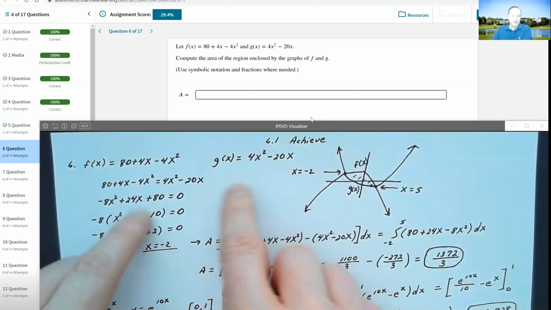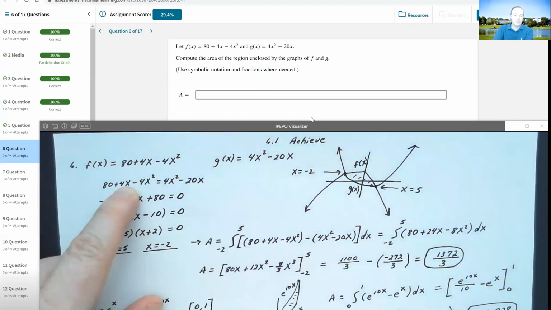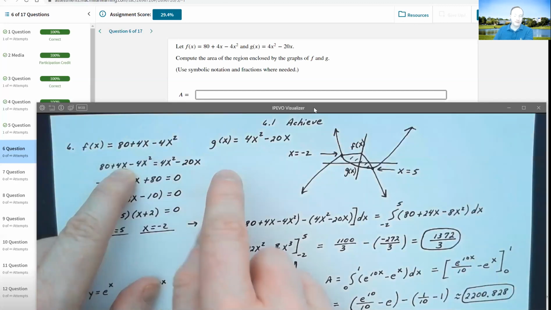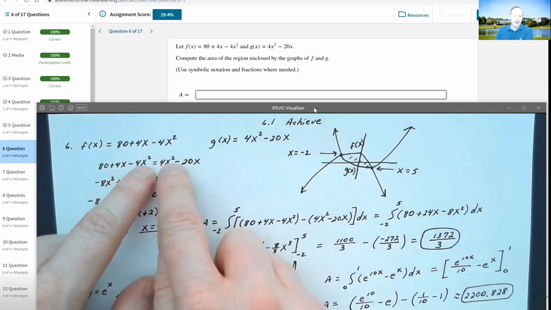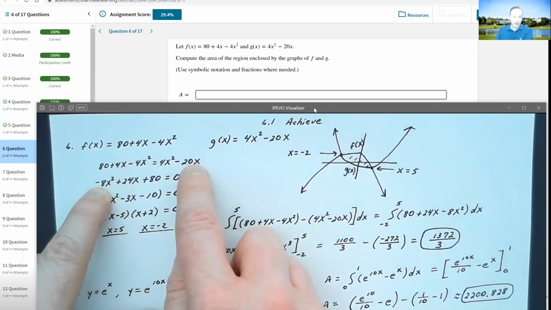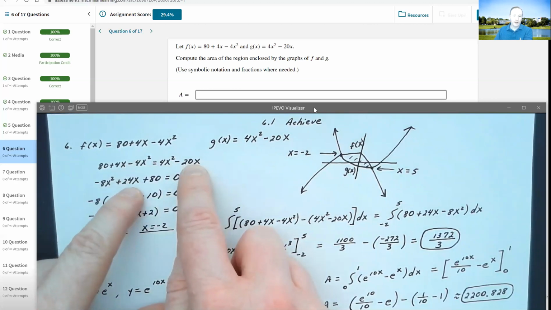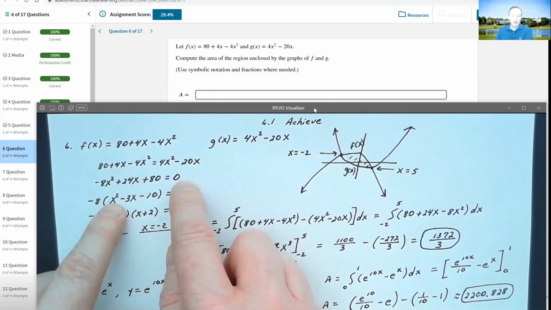So you'll see, first thing I did, set them equal to one another. After you set them equal to one another, try to solve for x, obviously. I can't solve for x if I can't get a 0 on one side, so I moved everything to the left. I had negative 4x squared minus 4x squared, minus 8x squared. 4x plus 20x is 24x, and then I already had my plus 80 set equal to 0.